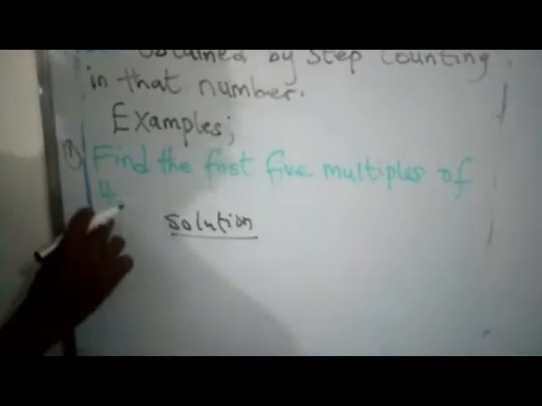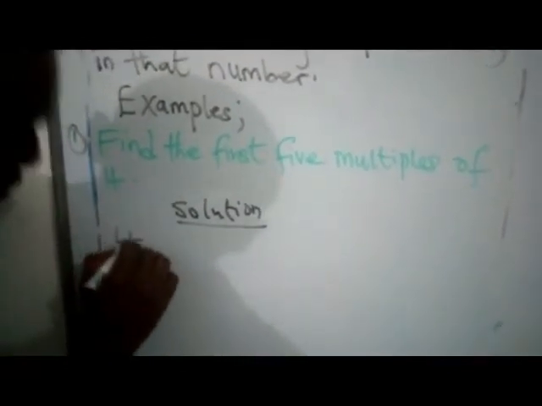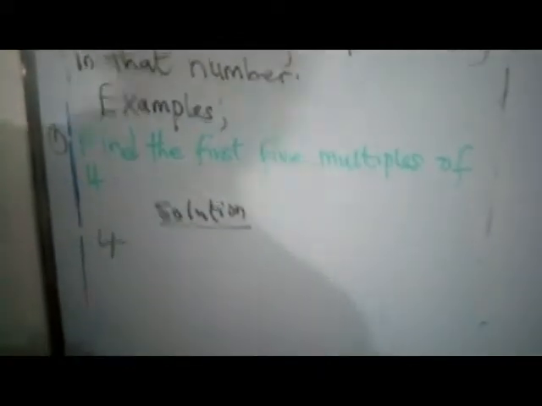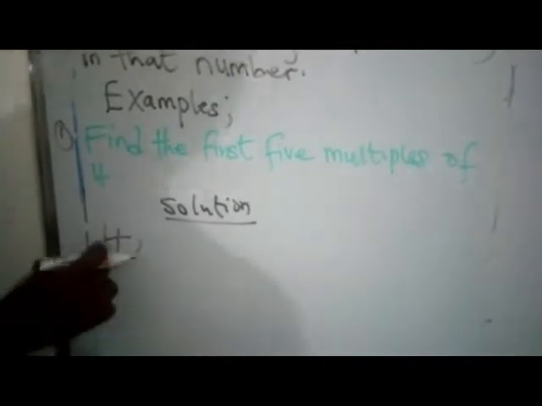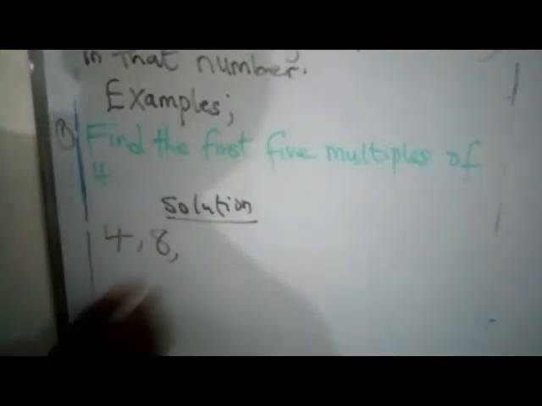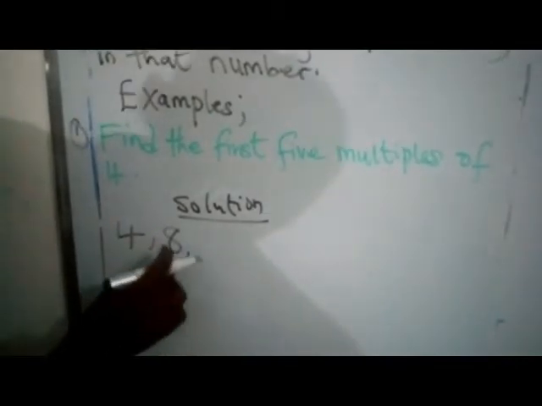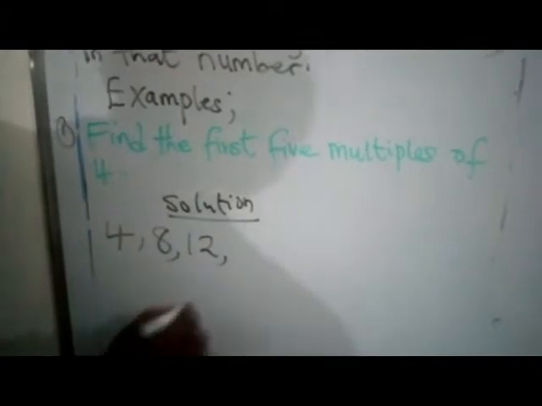So the number we are finding the multiples of is what? 4. And remember, we are finding the first 5 multiples. So the first one is what? 4. The next one will be what? 4 plus 4. That will give us what? 8. That's 1, 2. We're going to the third multiple. 4 plus 8. That will give us what? 12. We move to the next one.